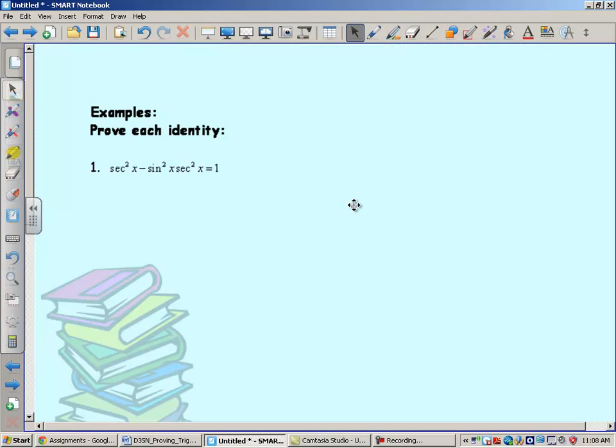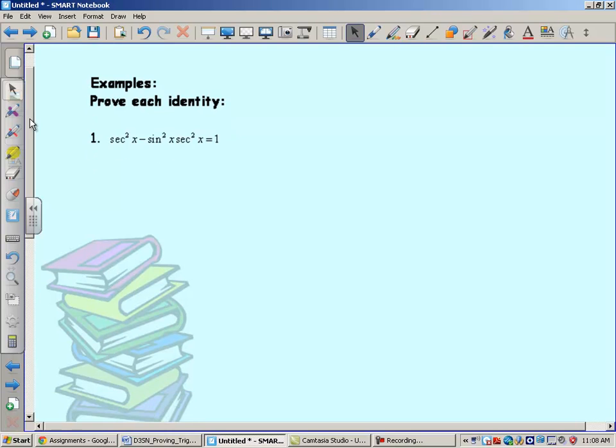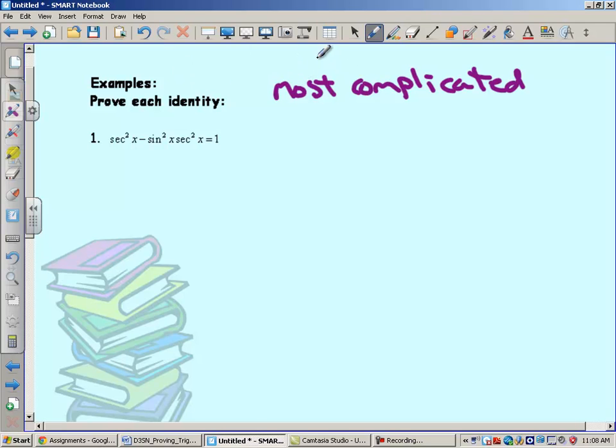But off we go. Whenever you prove an identity, you simply start with one side. You must pick one side. You cannot work with both sides. And you typically want to start with the side that looks the most complicated, the one with all this stuff, because math is all about simplification. And if you start with something that's complicated, it's easy to simplify. So obviously that would be this side on the left here.